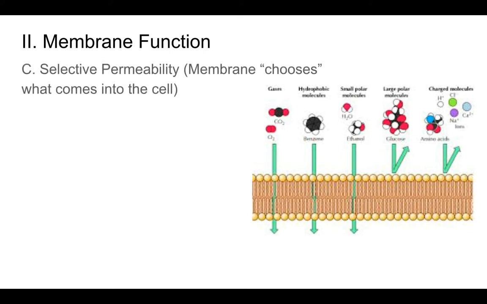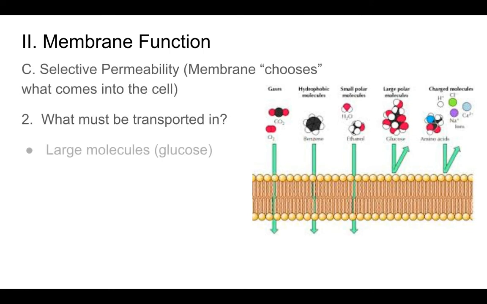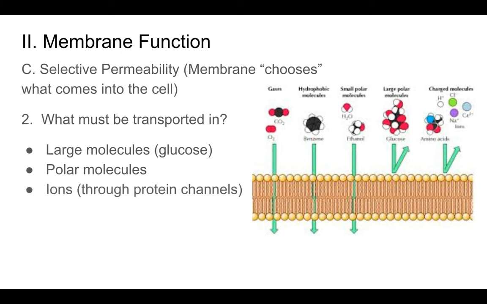Next question in your notes: what must be transported in? Well, we do have to get large molecules in, like glucose. So there are special proteins that help bring in glucose molecules. Polar molecules have to come in as well. And so if they're small enough, like water, they might diffuse on their own. If they're larger, they're going to need some assistance. And then ions being fully charged, they cannot enter the membrane. They have to come in through protein channels.